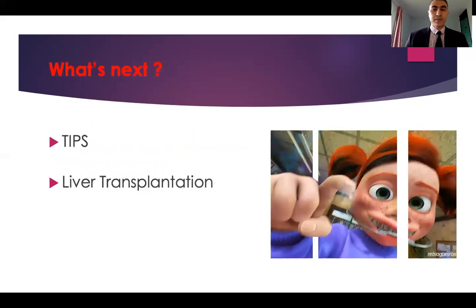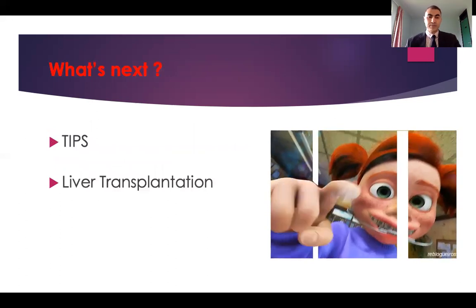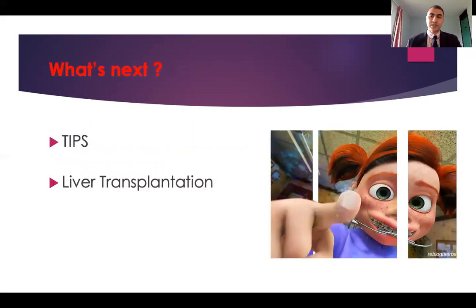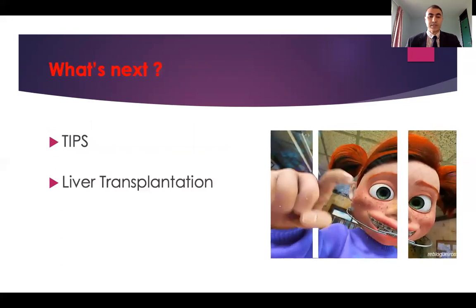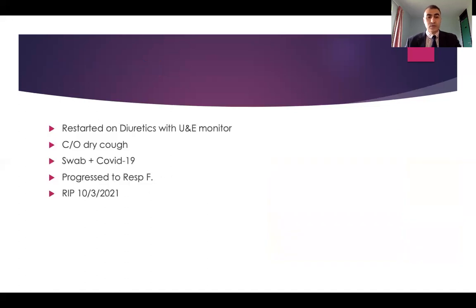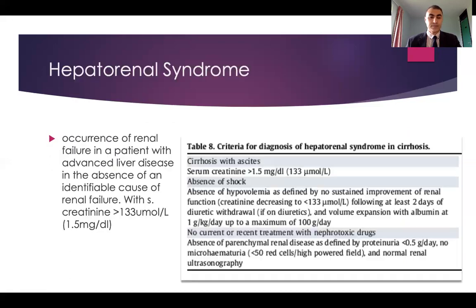So what do we think about that patient in that situation? Should we really think about TIPS, given the contraindication that she already had recurrent encephalopathy? Or should we think about transplantation? Unfortunately, she didn't meet the criteria, as she had been drinking alcohol within 3 months. So we started her again on diuretics with urea and electrolyte monitoring, and unfortunately she developed a dry cough. She was COVID positive, it progressed to renal failure, and she rested in peace this week.